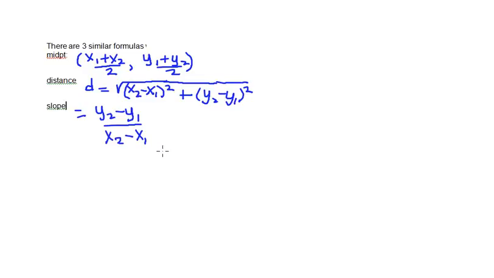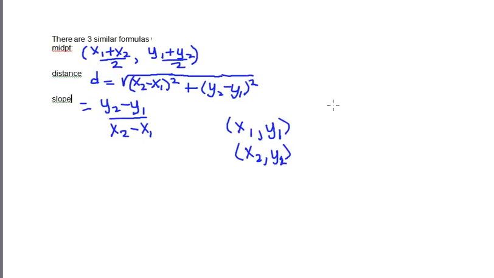And each of these 3 formulas uses 2 points, each having an x and a y coordinate, x1, y1, and then also for the second point, x2, y2. However, each of these 4 coordinates is put together slightly differently in each of the 3 formulas, so it's important to pay attention to those differences.